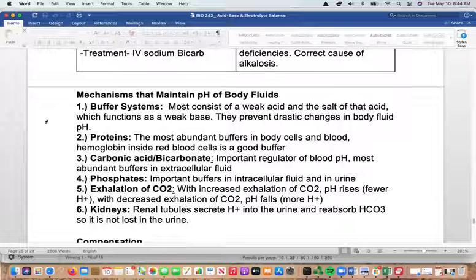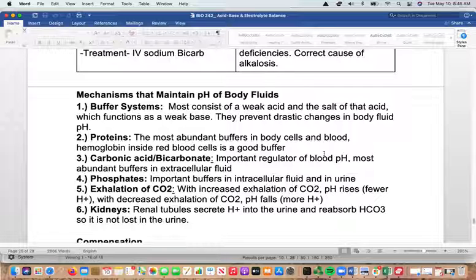So mechanisms that maintain the pH of body fluids, you've got the buffer systems. They help to prevent drastic changes. The proteins are the most abundant buffers in the body cells and blood. Hemoglobin inside the red blood cells is a good buffer. The carbonic acid bicarbonate system helps to regulate blood pH. It's the most abundant buffer in the extracellular fluid. Phosphates are important for intracellular fluid and urine.